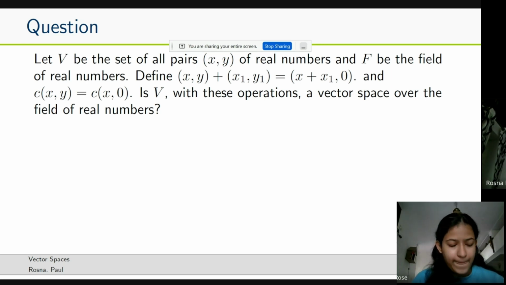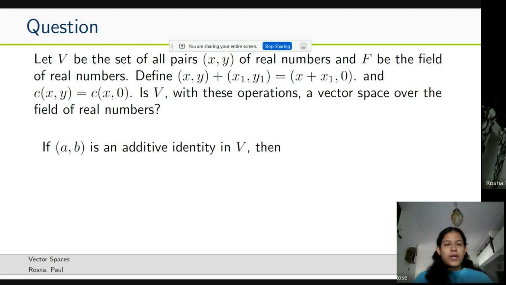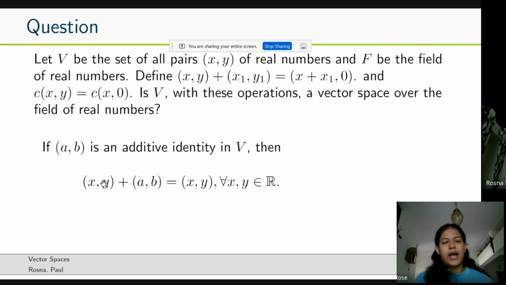Let me see. Okay, let's see. So most of you got it correct. Okay, so I go with the very easy case. Let's check what about the additive identity in V. So you also talked about other things, but that's good. So here I'm looking for the additive identity. For example, this vector space has an additive identity and we call it (a, b). Then we know that if you add this additive identity with (x, y), then it should give (x, y) for all values of x and y in R.